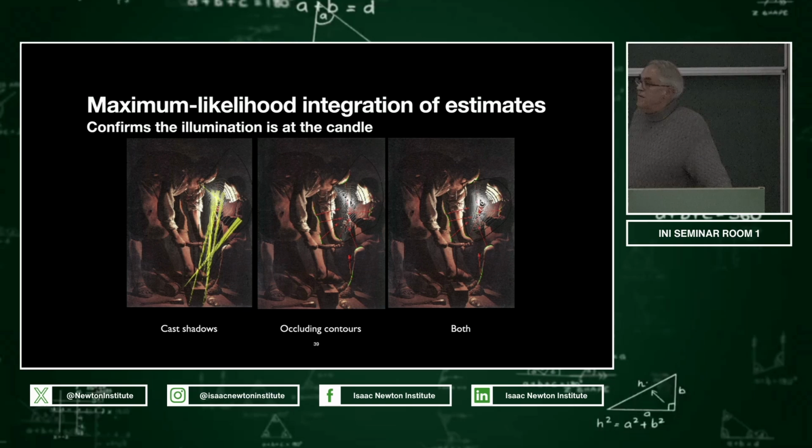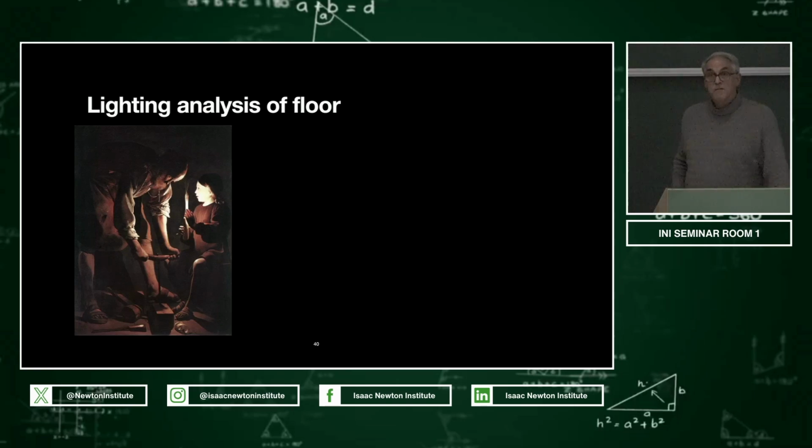So here's the cast shadow evidence I told you, here's the occluding contour evidence I showed you, and to put them both together, you basically just multiply those probabilities. And bingo, very close to the candle, not in place of the other figures, and not outside. But there's more lighting information that we have not yet used.